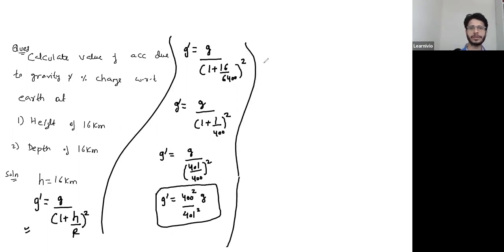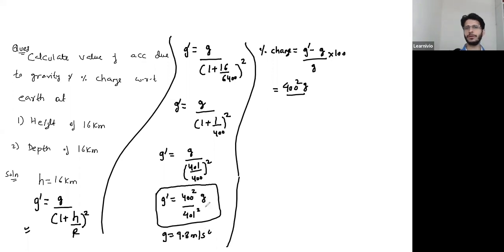In the next step, you can do one thing. He's also asking to calculate percentage change. Percentage change we calculate in this way: final value minus initial value by initial value multiplied by 100. So your G prime is 400 square G. See, G is 9.8. I'm not putting the values, it will waste 2 to 5 minutes. 400 square by 401 square G minus G by G multiplied by 100.